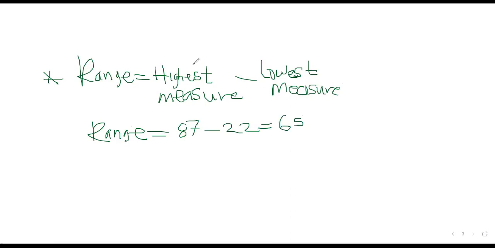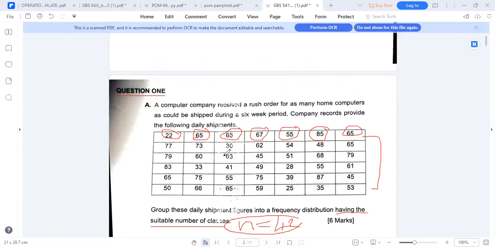How are we getting the range? We can check from here. We find the range as 87 here minus the 22, which is the lowest measure. The highest is this one. So this is how we look for the range to find the number of classes.